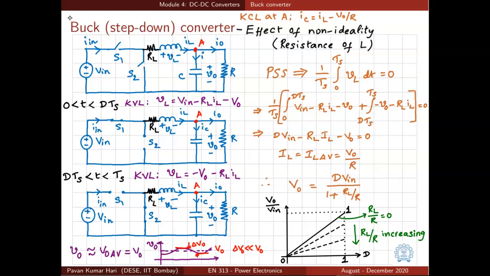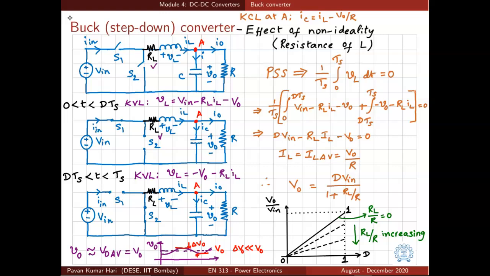So we'll just include that in the circuit. RL is shown here, and when S1 is on, we have a similar circuit, but with RL as an additional element, and that will appear as a separate term in the KVL, like minus RL IL. So voltage across inductor will now be Vin minus IL RL minus VO. That is how the KVL gets modified.